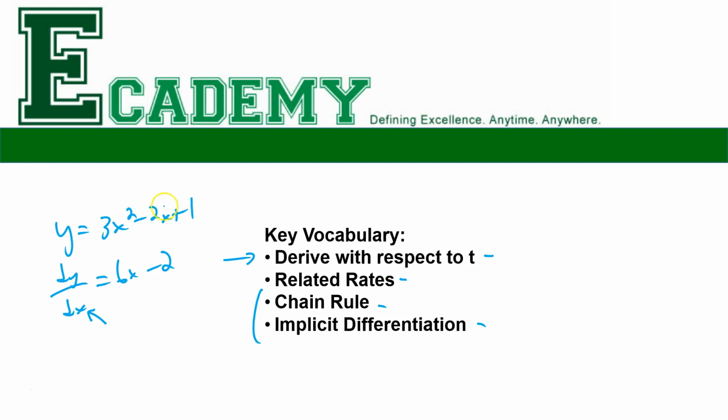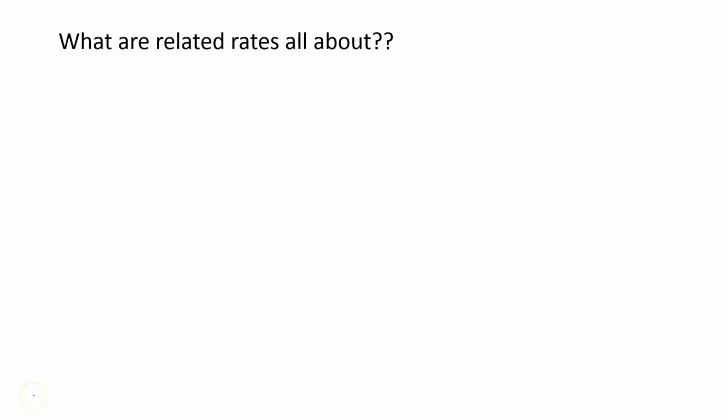So if you were deriving with respect to some other variable, then x would not be what you're deriving with respect to. You'd have to chain a whole lot of stuff. So we're going to see that today in some of our examples. So what are related rates all about? Related rates are about two things that are somehow connected, and they influence each other in the system that they're working in.